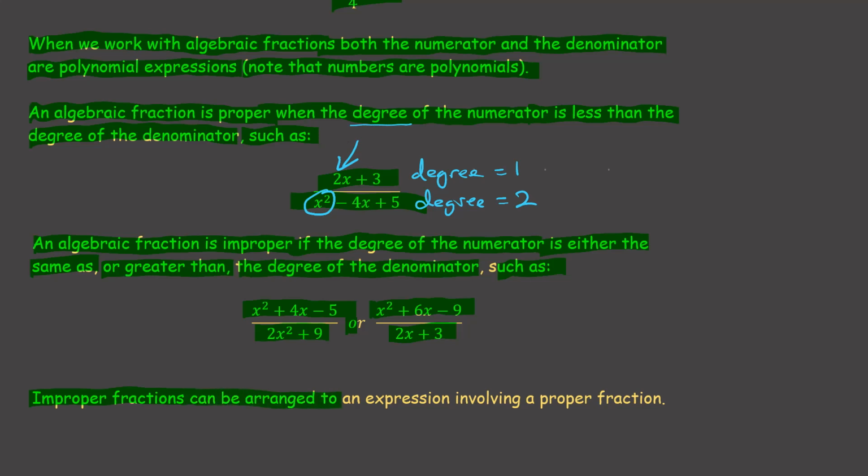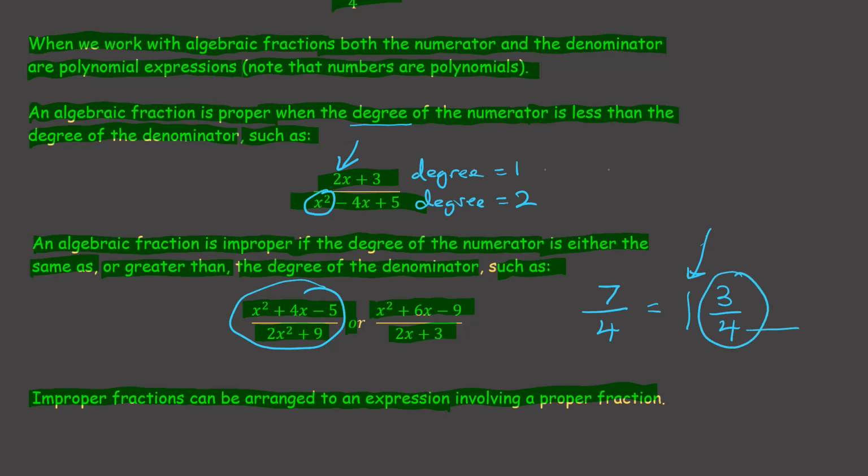Improper fractions can be rearranged to an expression involving a proper fraction, and the sort of thing that that's equivalent to with numeric fractions is that we know that 7/4 could be written as 1 3/4. So we're going to do the same sort of thing, except we won't have a whole number part. We'll have an algebraic part. It might be a whole number part, actually. So it could be a number or some sort of polynomial expression that's higher than a number, like a linear or a quadratic. And then we'll have a fraction part where the bottom is the bottom of an algebraic fraction.